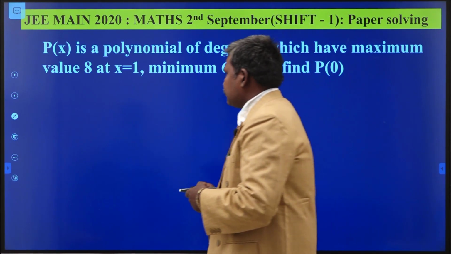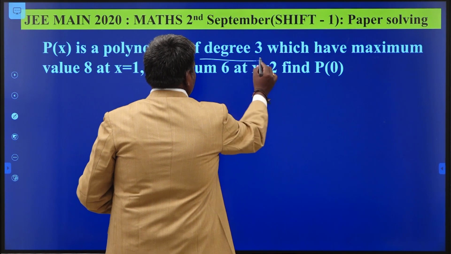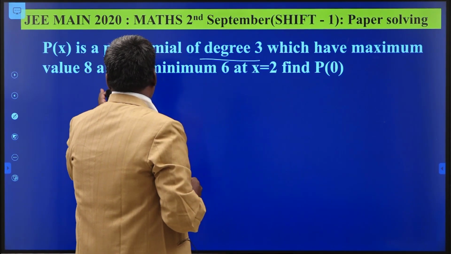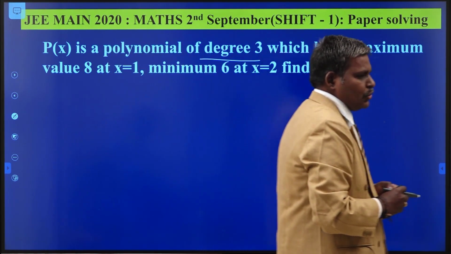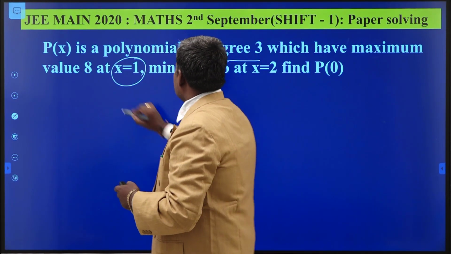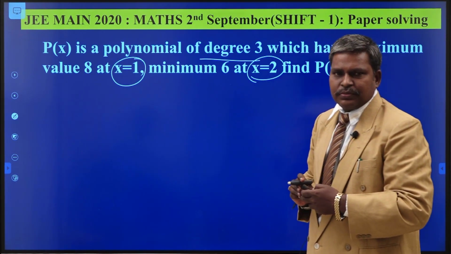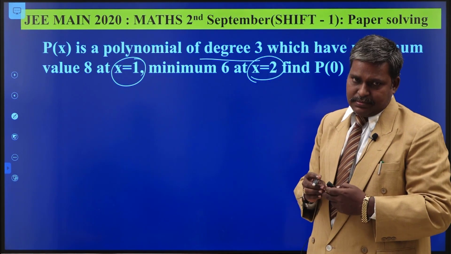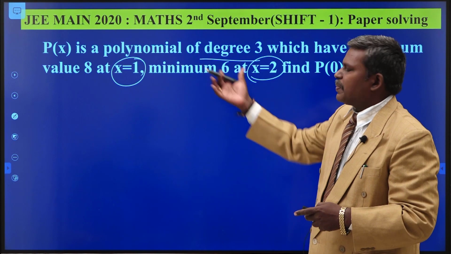See this question. P of x is a polynomial of degree 3 which has maximum value 8 at x equals 1 and minimum value 6 at x equals 2. What are 1, 2 here? Maximum and minimum values occurred at 1, 2. That means these are the roots of your P dash x, or not? By the previous question itself we obtained that these are the roots of your P dash x.